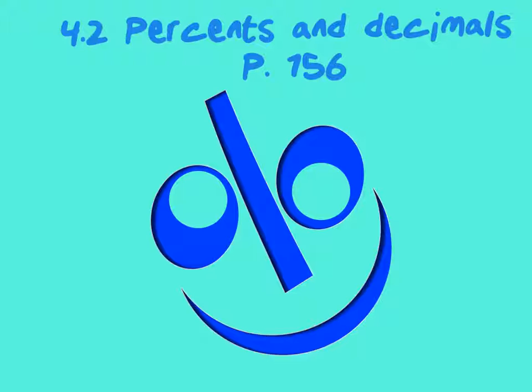Well, that brings us to the end of our second section of Chapter 4, Percents and Decimals, which started on page 156. Hopefully it wasn't too difficult. Just remember that when you're turning a decimal into a percent, you're going to move the decimal point 2 places to the right and add your percent sign. And when you're taking a percent and changing it into a decimal, you're going to take that percent sign and move it 2 times to the left. Not too hard of a concept to understand.